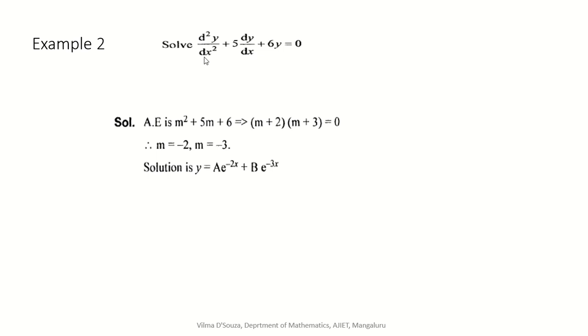So your auxiliary equation is m² + 5m + 6 = 0. Use the calculator to find the roots of this equation. You will get m = -2, and one more root is -3. So two roots you will get: -2 and -3.